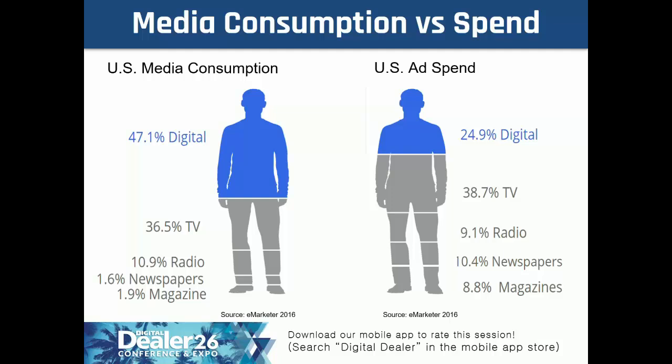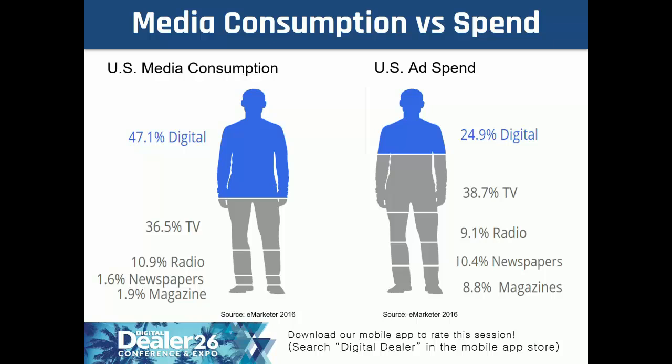So what we're looking at on the left is, as a percentage, where the consumers are spending their time. So similar to what we just looked at, just framed a little differently. Digital is 47% now in terms of media consumption, where the eyeballs are. Now let's shift over to the right. So this is U.S. ad spend. So this is where companies are actually spending their dollars.